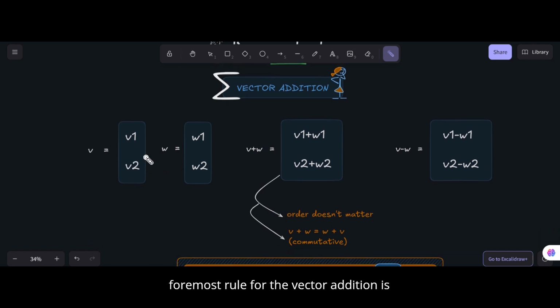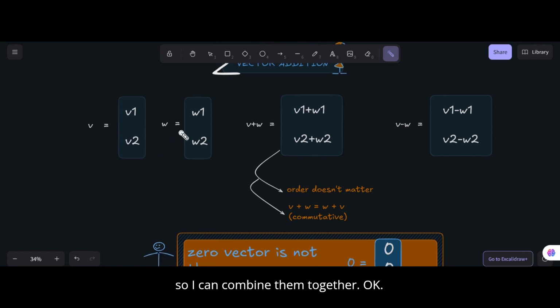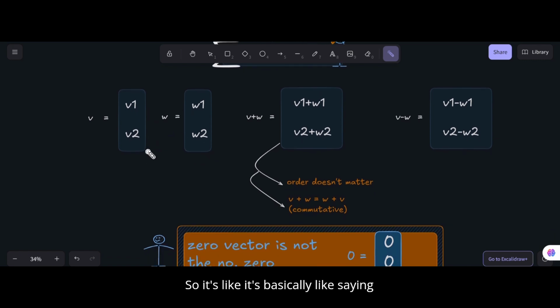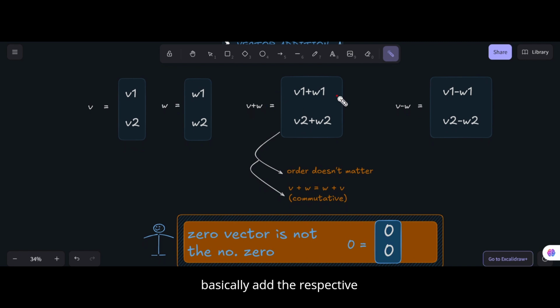Now the first and foremost rule for the vector addition is that both of the vectors should have the same dimension, or they should have the same number of components. Like in this example they have 2 components, so I can combine them together. It's basically like saying that I keep all my pants together and shirts together in a wardrobe, and segregate my pants and shirts. In the same manner, only those vectors I can combine that are of the same dimension. So that's how you combine them, is basically add the respective components with each other.